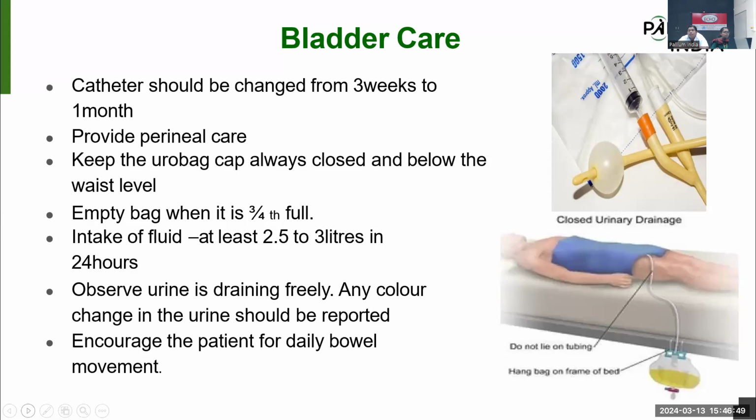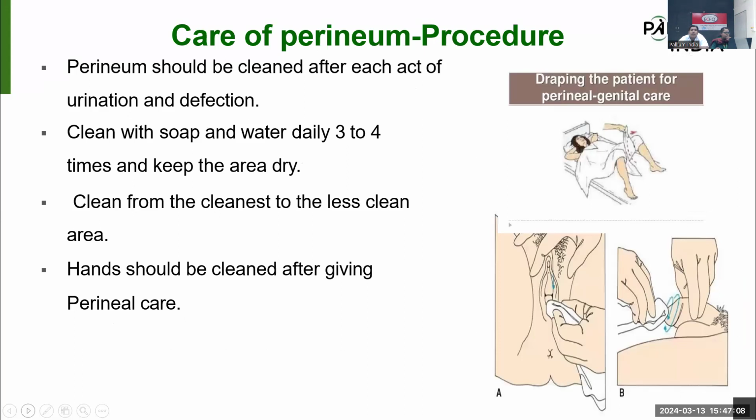So observe after the catheterization, and if any bleeding or color change is there, you have to monitor. Encourage the patient to have daily bowel movements, otherwise constipation leads to urinary retention. Care of the perineum: the perineum should be cleaned after each act of urination and defecation. Clean with soap and water 3 to 4 times daily and keep the area dry. Clean from the cleanest to the less clean area. Hands should be cleaned after giving perineal care.